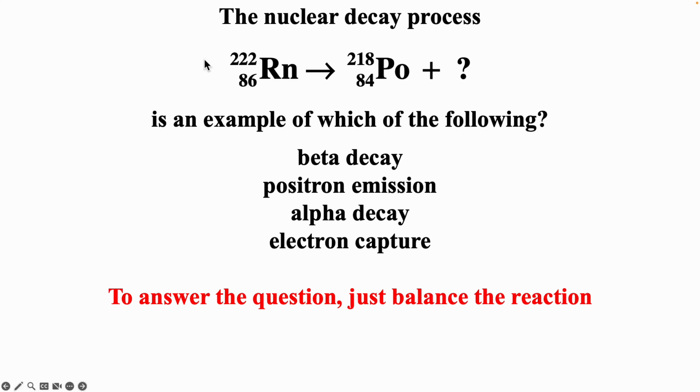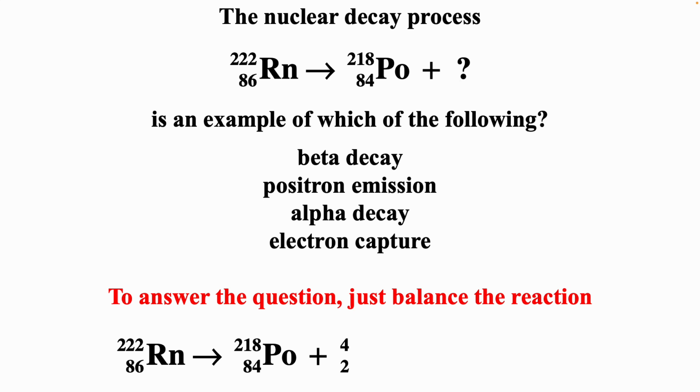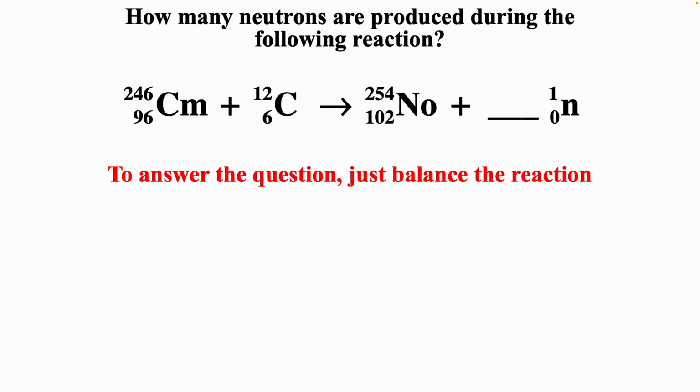So for this one, we have 222, 218. And so the mass number of what's being formed is going to have 4. 86, 84. So the charge of what's formed is 2. And so that would correspond to an alpha particle. And so this would be an example of an alpha decay.